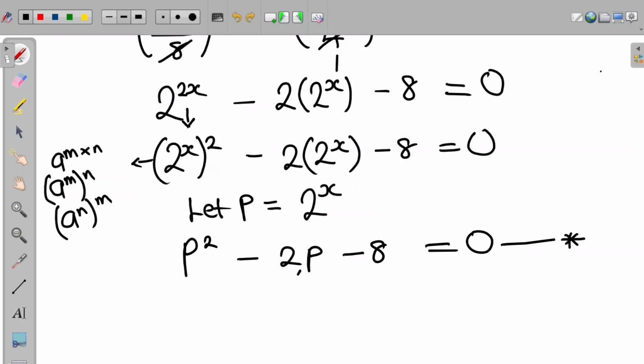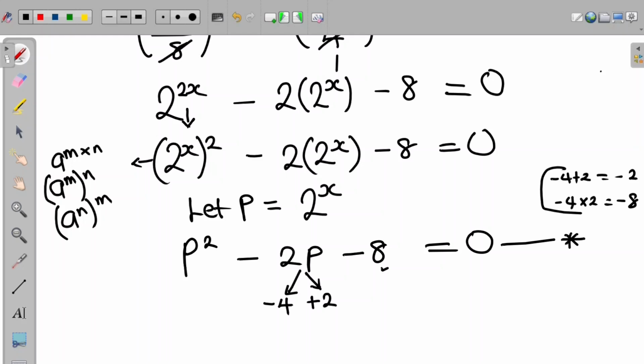Now, we will look for two numbers that when we add them, the result is equal to negative 2, and when we multiply them, the result is equal to negative 8. The two numbers are negative 4 and positive 2. Because minus 4 plus 2 is equal to negative 2, and minus 4 times 2 is equal to negative 8. So we can use that.